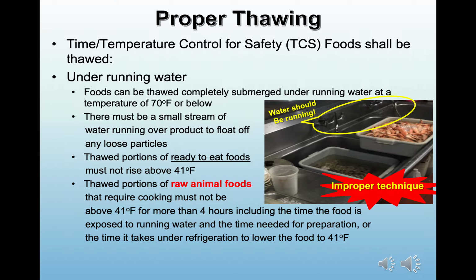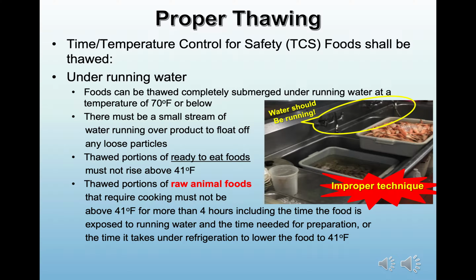The fourth and final approved method for thawing is to submerge frozen food under running water at a temperature of 70 degrees Fahrenheit or below. To use this method, you must ensure that there is a small stream of water running over the food product to float off any loose particles. Any thawed portions of the ready-to-eat foods must not rise above a temperature of 41 degrees Fahrenheit. Thawed portions of raw animal foods that require cooking must not be above 41 degrees Fahrenheit for more than 4 hours, including the time the food is exposed to running water and the time needed for preparation, or the time it takes under refrigeration to lower the food to 41 degrees Fahrenheit.